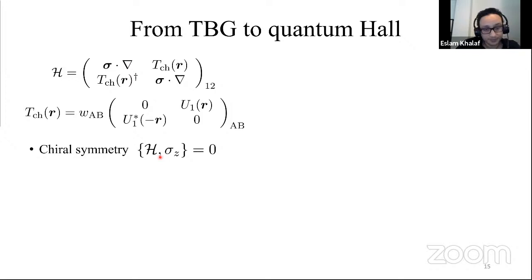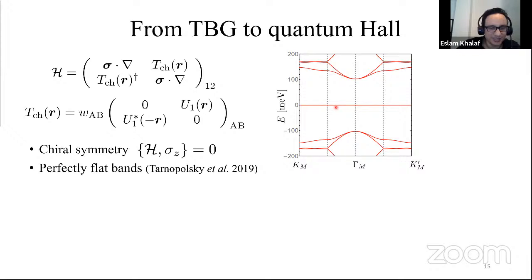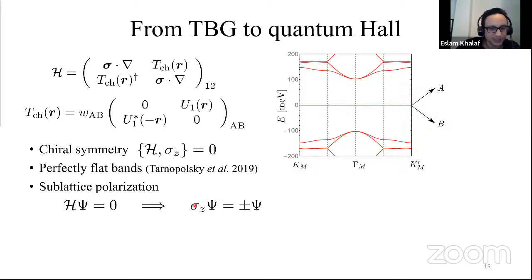Another very interesting property of this Hamiltonian is that it hosts perfectly flat bands at some discrete set of magic angles. So unlike the realistic case where these bands are just very narrow, these bands are perfectly flat. So they are exact zero energy eigenstates. These two observations together tell us a third very nice fact about this model, which is that we can choose these zero energy eigenstates to be also simultaneously eigenstates of sigma z. So we can choose them to be sublattice polarized, to live entirely on sublattice A or sublattice B.